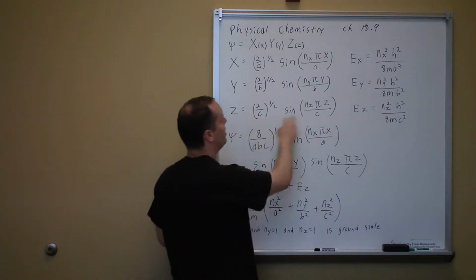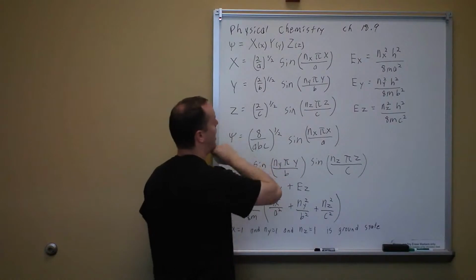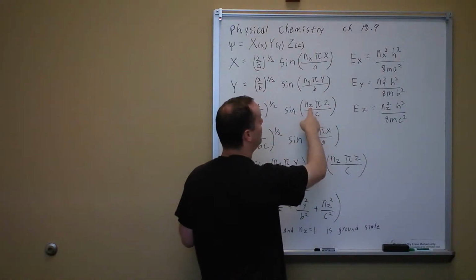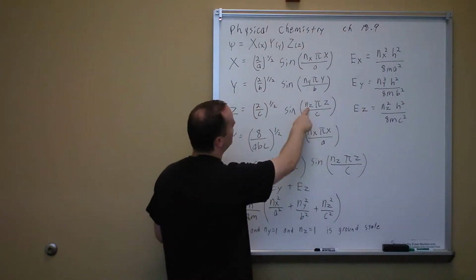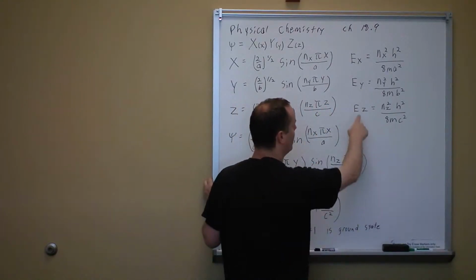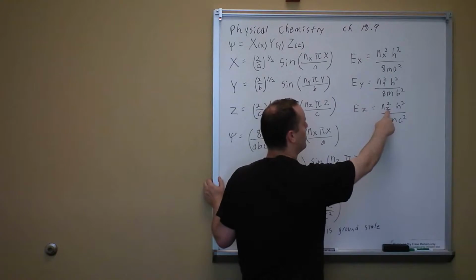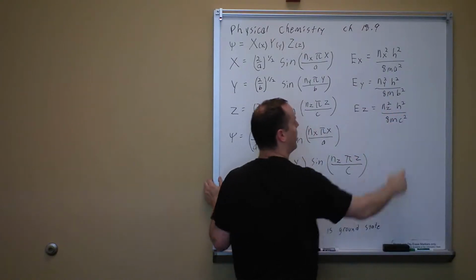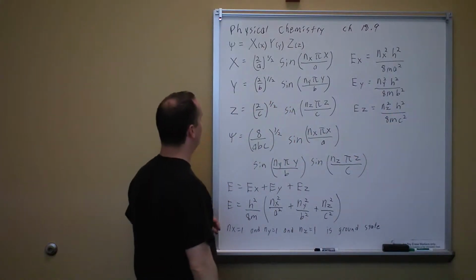You've got your c here and c here instead of your a, and then you have a z, your n count there for the z axis, and then your particle's position on the z axis. So your energy in the z-axis will be just the same as before, n squared h squared over 8m and then the length squared.